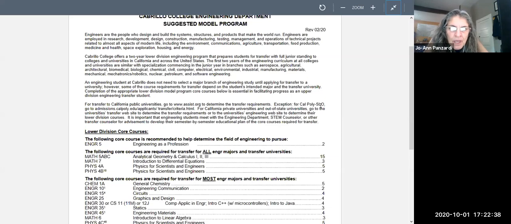Exception. If you want to go to Cal Poly, you also want to go to the Cal Poly page because Cal Poly has certain criteria that they want to see. Okay, so let's say you don't want to go to a public university in California. You want to go to a private school or a university out of state. Well, then we need to go to the university's website and take a look at what they require in their first 2 years.